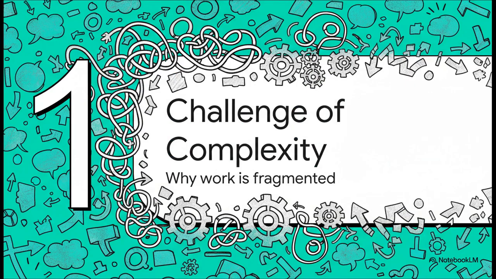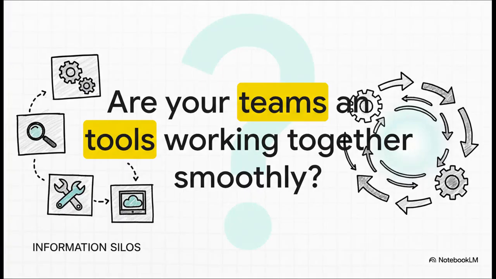Okay, first things first. Let's talk about a problem that honestly almost every business is dealing with right now. Just how complicated it's become to get work done. So think about it for a second. Are your teams and tools actually working together like a well-oiled machine? For a lot of folks, the real answer is, well, no. And that's where you get these things called silos, right? Where everything and everyone is just disconnected.